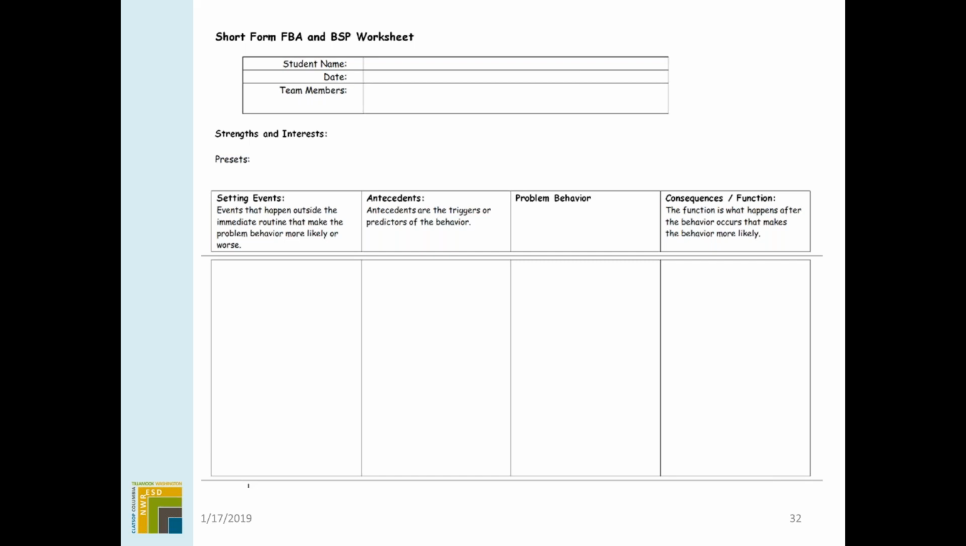Antecedents are what trigger or predict the behavior. And then we've got a box for the problem behavior. And the consequences or function, that's what happens after the behavior that makes it more likely to occur again. And for these purposes, when we talk about consequences, we don't necessarily mean punishment. We just mean what happens as a result of the behavior, what happens next.